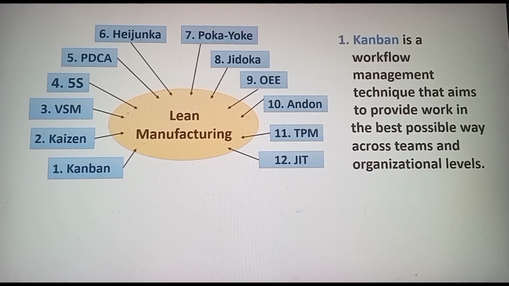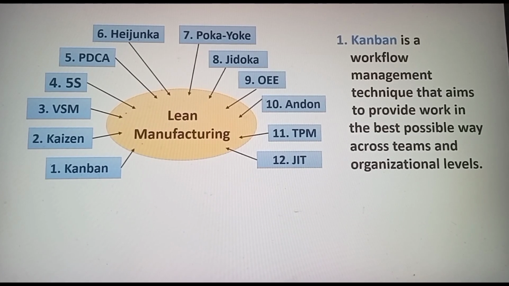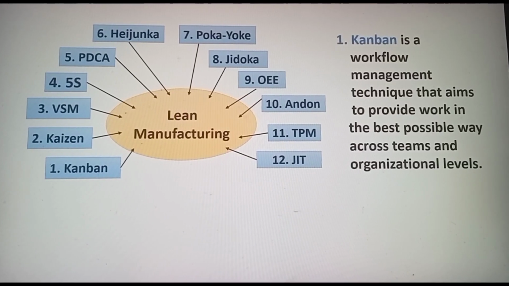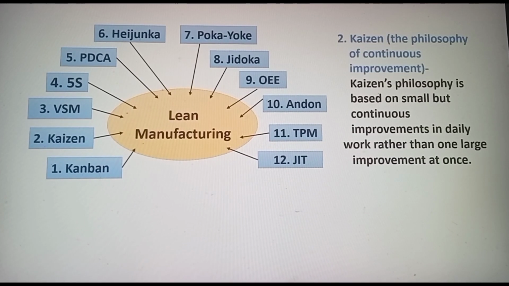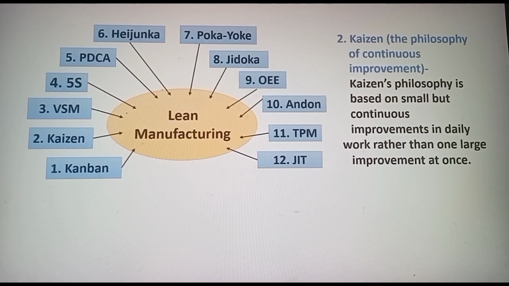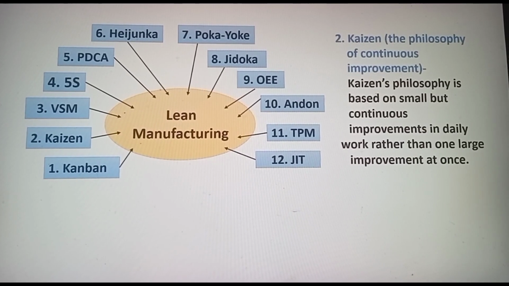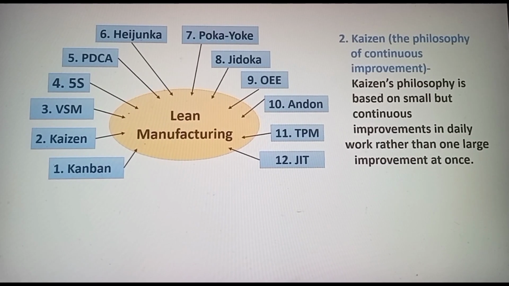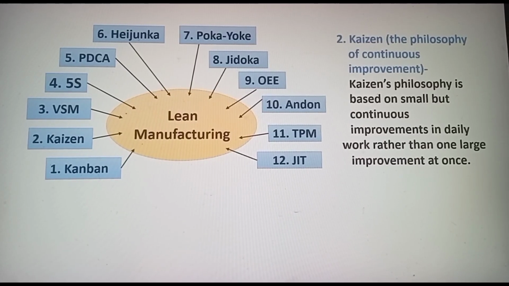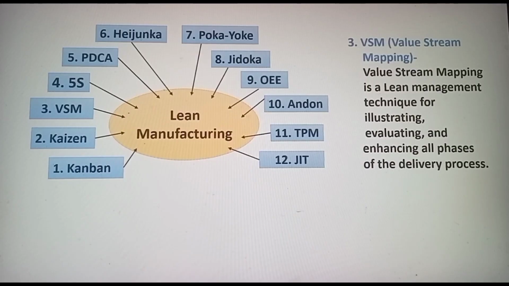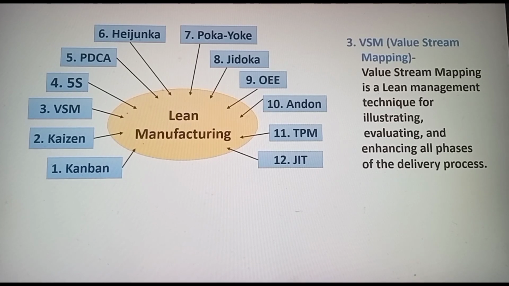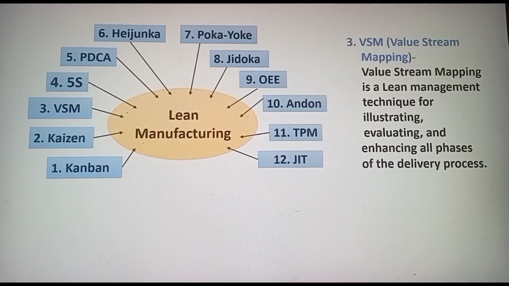First, Kanban is a workflow management technique that aims to provide work in the best possible way across teams and organization levels. Second, Kaizen, the philosophy of continuous improvement. Kaizen's philosophy is based on small but continuous improvements in daily work rather than one large improvement at once. Third, VSM, value stream mapping. Value stream mapping is a lean manufacturing technique for illustrating, evaluating, and enhancing all phases of the delivery process.